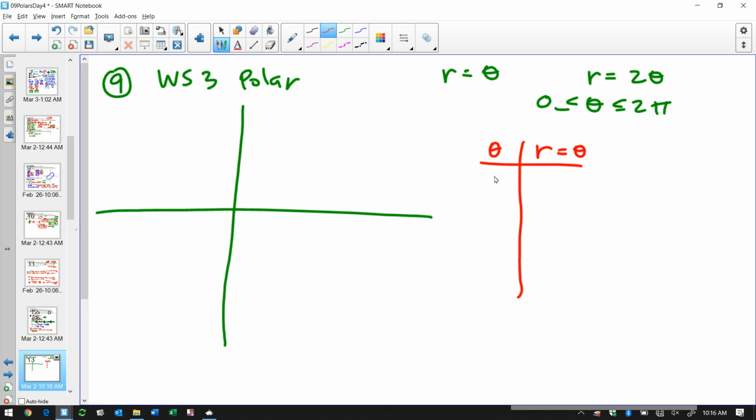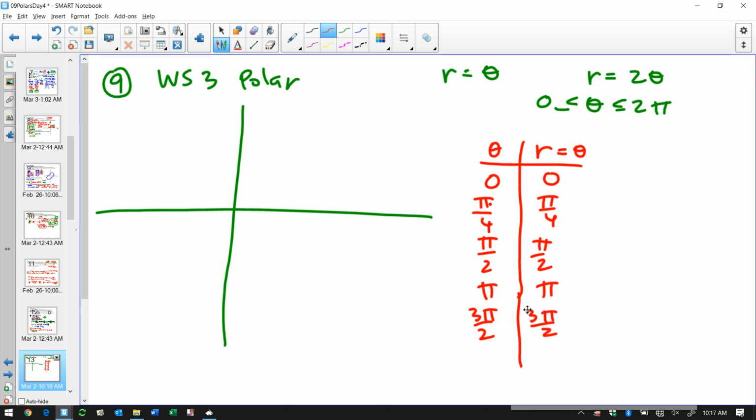Theta. So that means if you have 0 over here, what do you have over here? 0. What if I have pi over 4 over here? What am I going to have over here? Pi over 4. What if I have pi over 2 over here? Pi over 2. What if I have pi over here? Pi. Let's do 3 pi over 2. What will I have over here? 3 pi over 2. What if I do 2 pi? 2 pi.